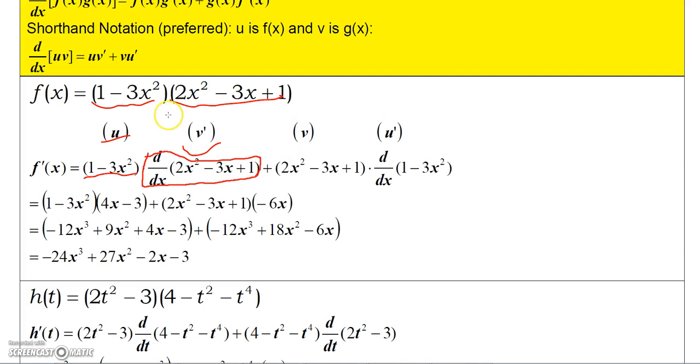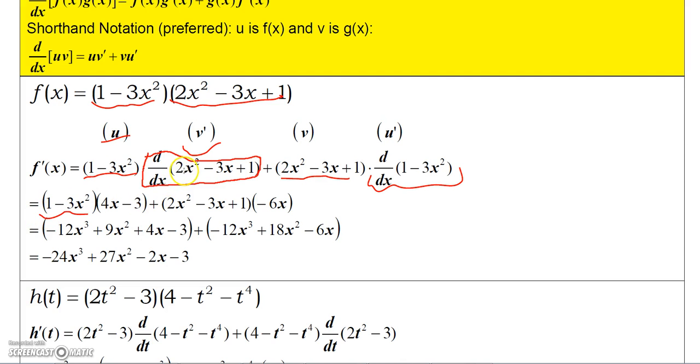Now the second half of that product rule, you take the function v, which is the second function, and then you multiply it by the derivative of u, which is u prime. And again, I'm fixing to take the derivative of 1 minus 3x squared, because that's the u function. Alright, now so I have 1 minus 3x squared here. I'll just bring it down right here.